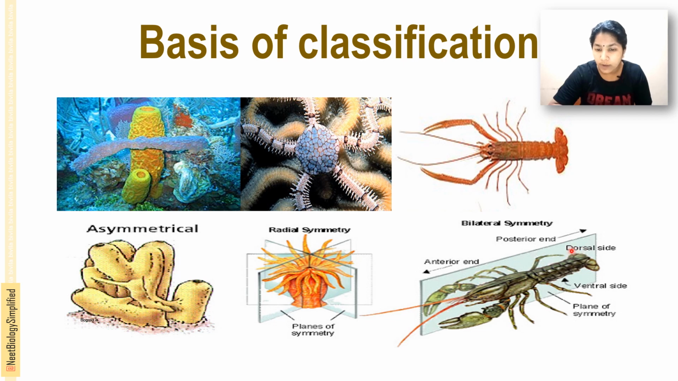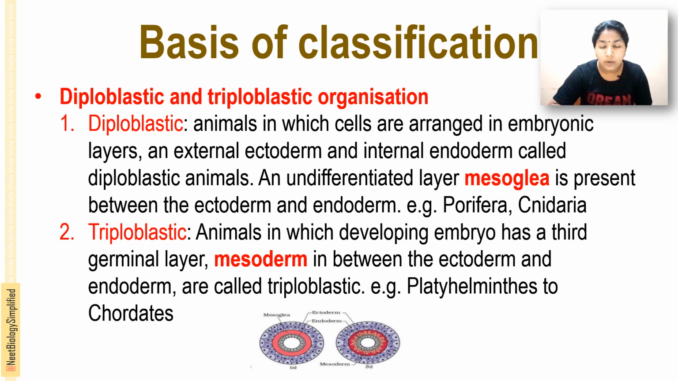only one plane. If you divide this vertically or horizontally, there will not be similar halves. But you can see here, any line that passes through the center can divide these organisms into two similar halves. But if you try to divide these organisms, sponges, you cannot make any identical half. That is called asymmetric. Next is the diploblastic or triploblastic organization.